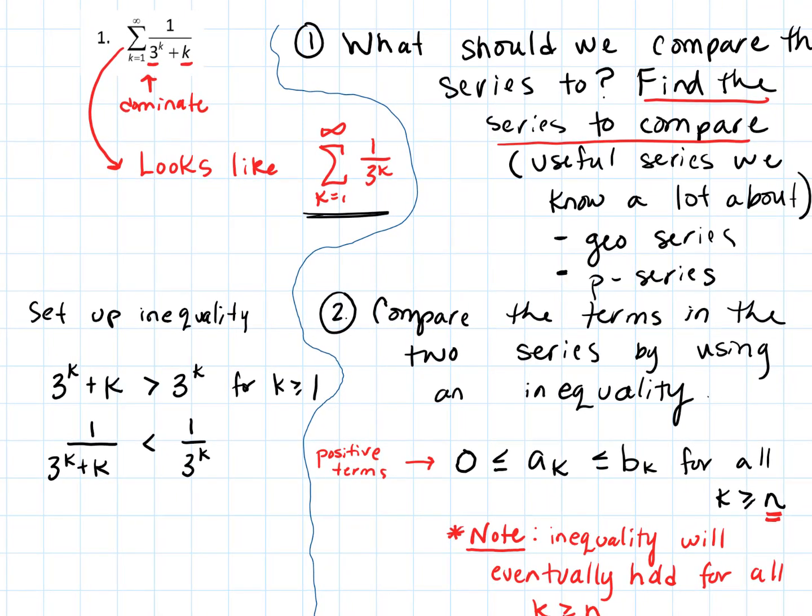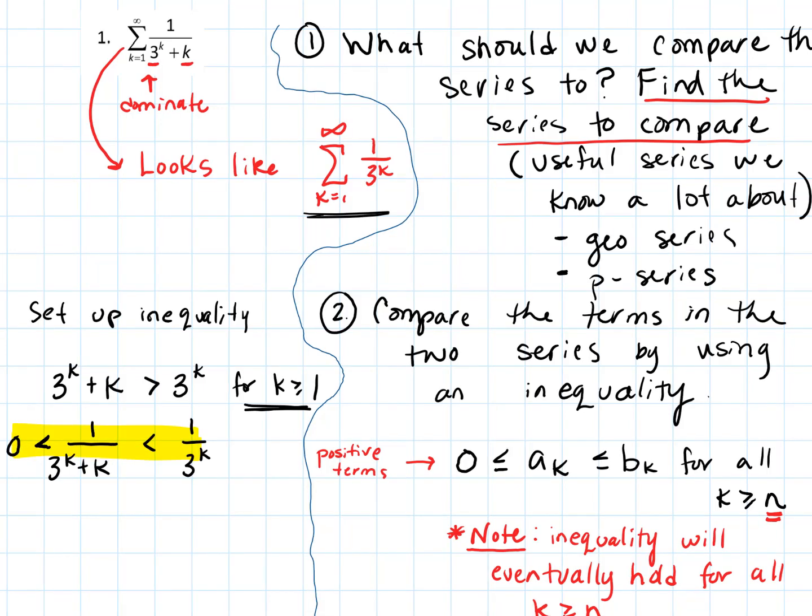So these have to also be greater than 0, not even equal to. We're never even going to be equal to 0. So as long as k is greater than or equal to 1, we have the inequality that we need. Okay? Our terms are positive. And the series that we're looking at is less than 1 over 3 to the k. So we compare the terms, set up the inequality.